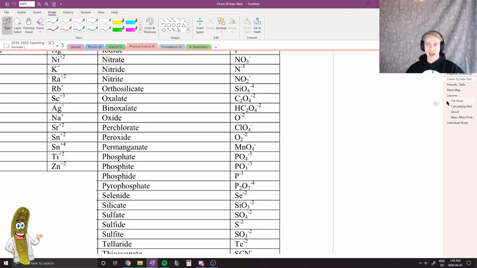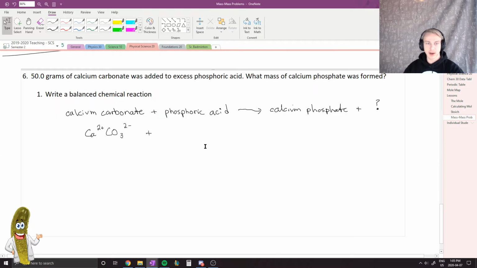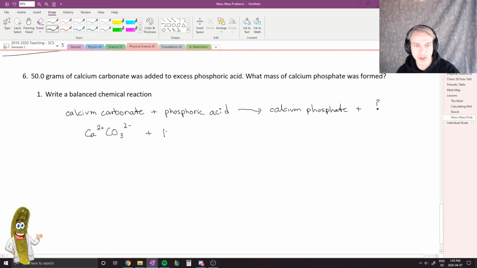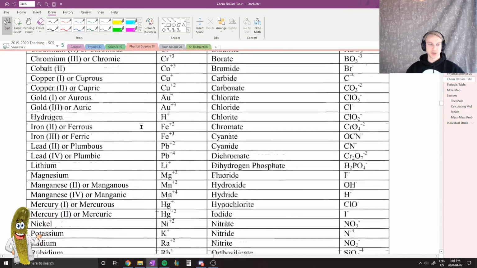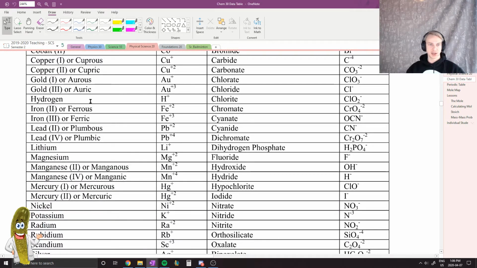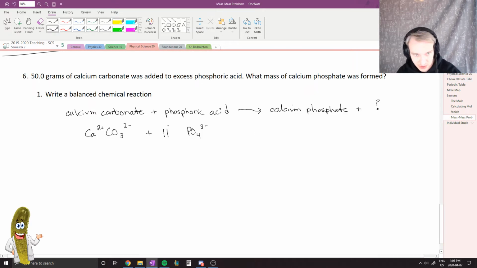And because it's an acid, the other thing that I would know is that this is going to start with a hydrogen. And then I know that it's PO4 3 minus. So based on my data table again, I would know that hydrogen, which is on the left somewhere here, has a positive 1 charge. Positive 1 charge.